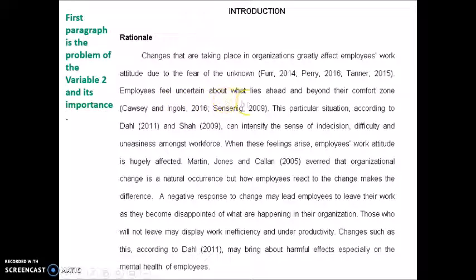Employees feel uncertain about what lies ahead and beyond their comfort zone. So, ito namang thought na ito ay galing kay Kosei and Ingalls 2016, Sensenig 2009. This particular situation, according to Dahl 2011 and Shah 2009, can intensify the sense of indecision, difficulty, and uneasiness amongst workforce. When these feelings arise, employees' work attitude is hugely affected.